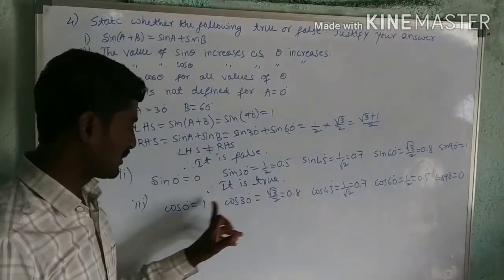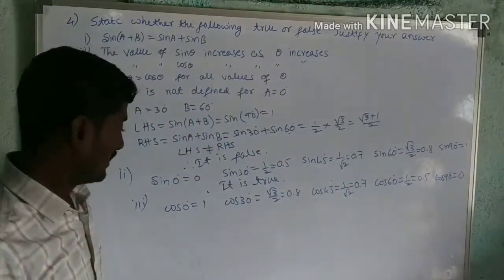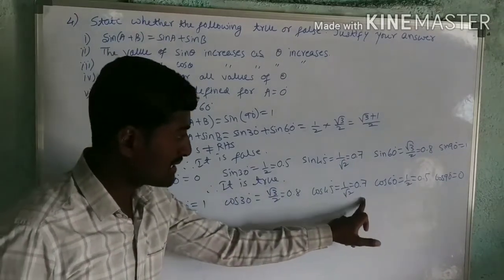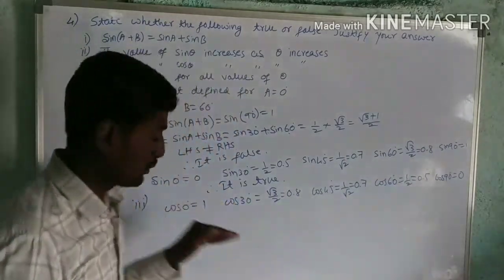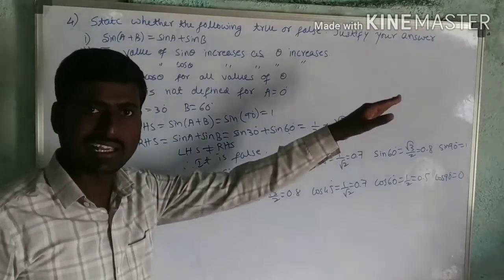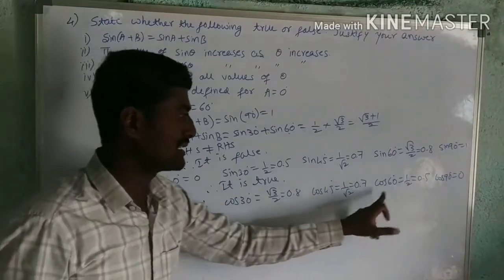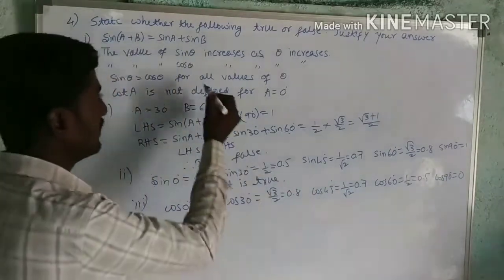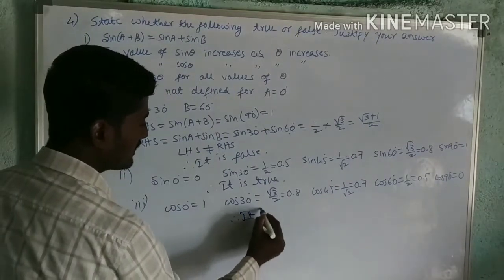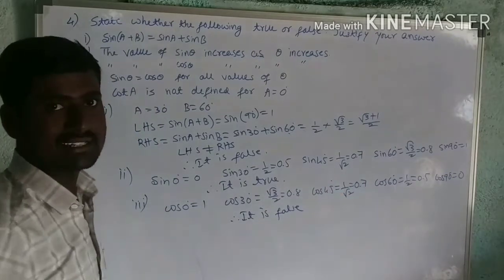Increasing theta value 0, 30, 45, 60, 90, the total value is 1, then 0.8, 0.7, 0.5, 0. But the total value is decreasing here. In the previous case both the angles and the total value were increasing, but here 1, 0.8, 0.7 is decreasing. Therefore the given statement is false. So this is the justification I can say.